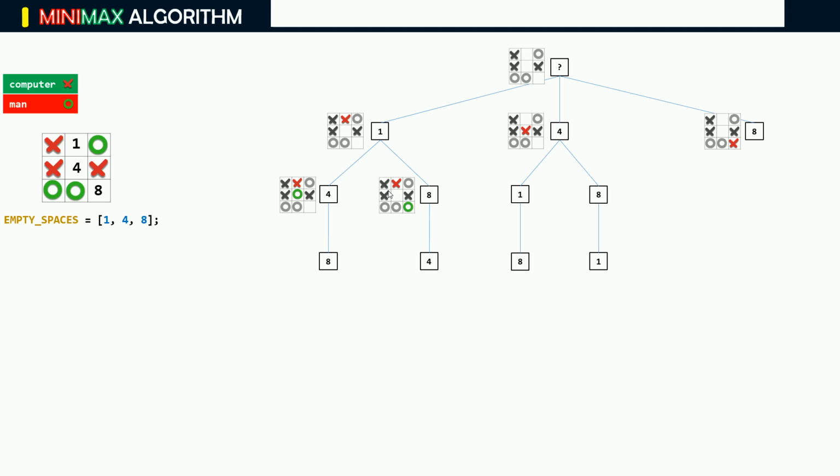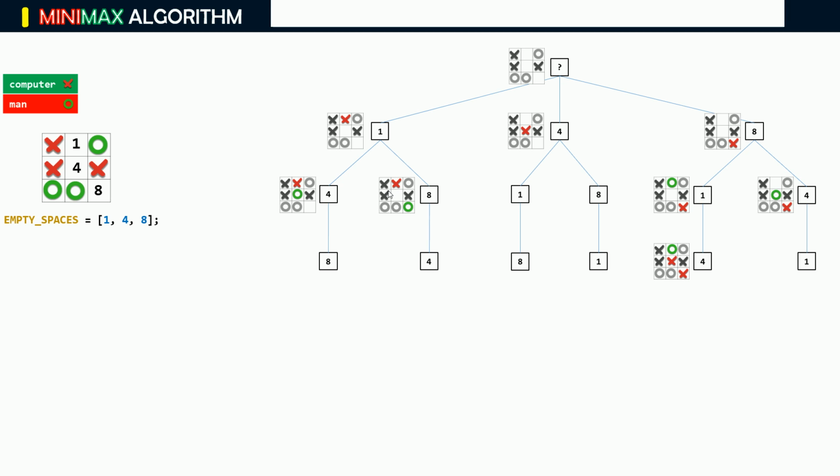Again the man could play 1 or 4. If the man goes for 1, the computer can still get a win by playing the space with the ID 4. But in case the man went for 4 instead, he wins the game, and no need for the computer to play any further. Now that the computer knows the outcome of each decision, he can decide what is the best empty space to go for.